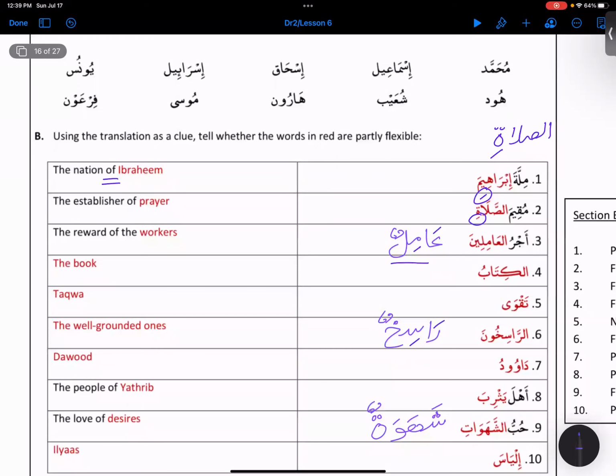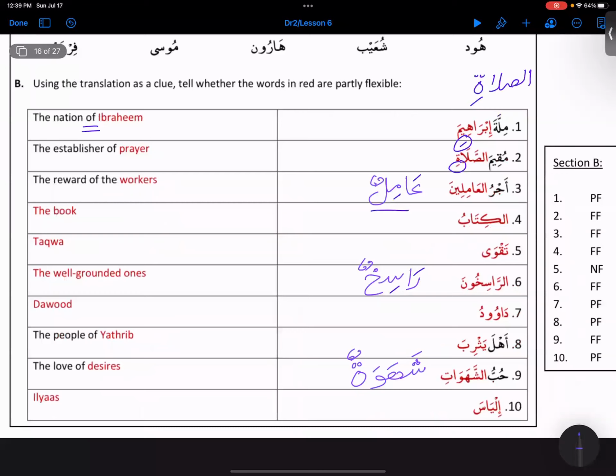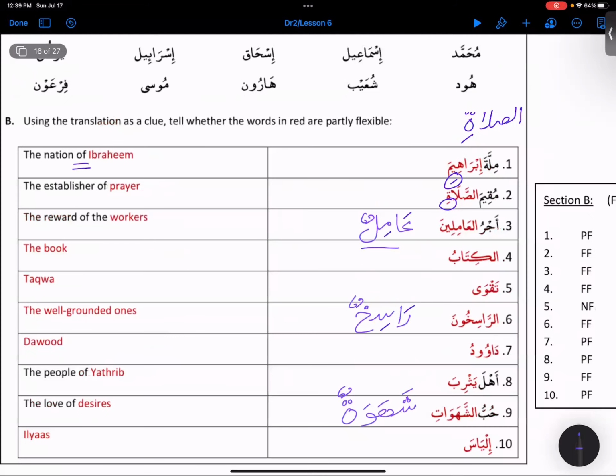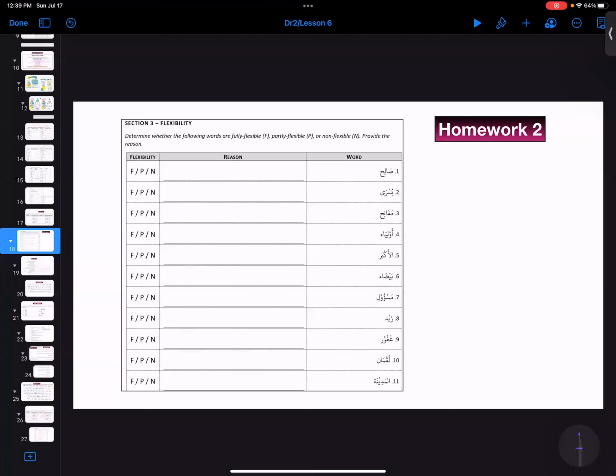Okay, so inshallah, this is how you are going to end. The key is available over here, so you guys can take care of it. And this is your homework. Very easy. Most of them we already did in the class. This is your homework number 2.